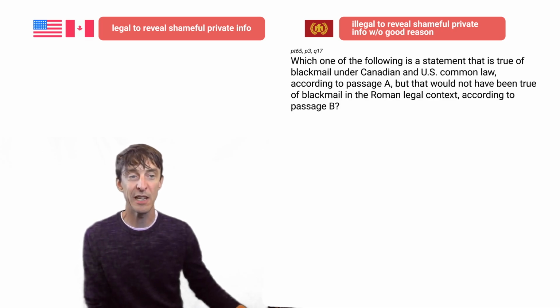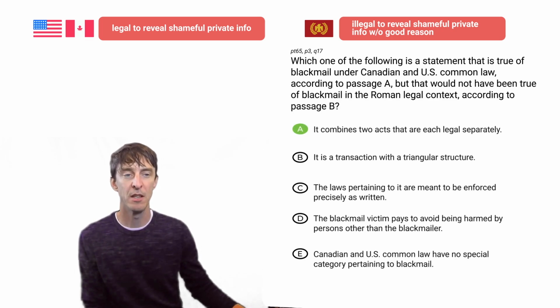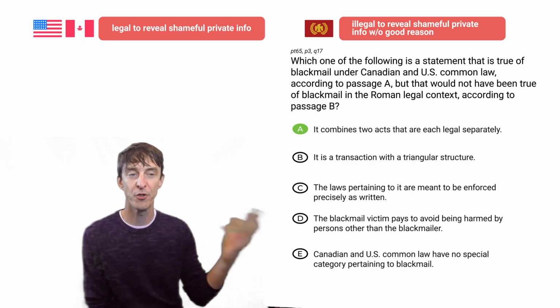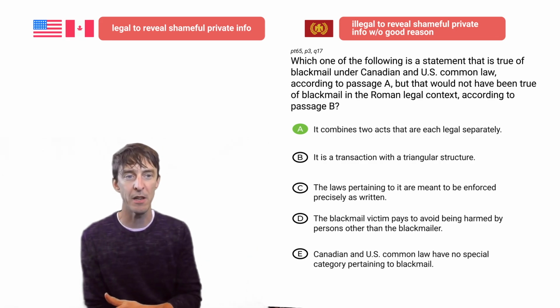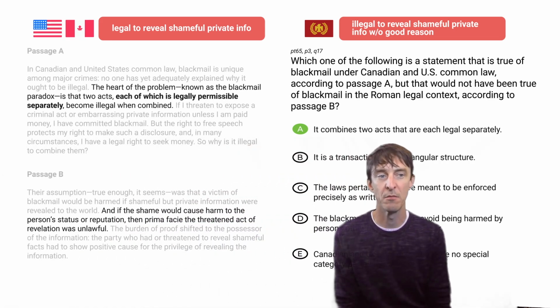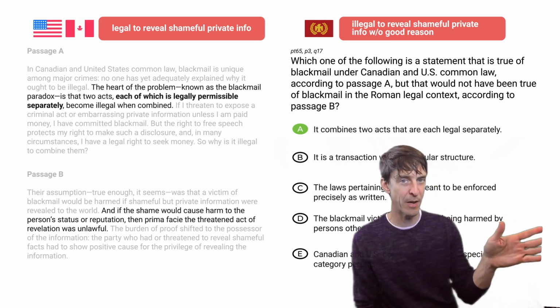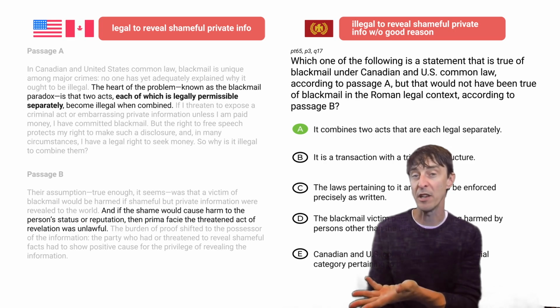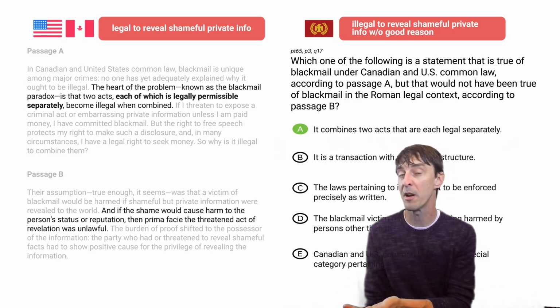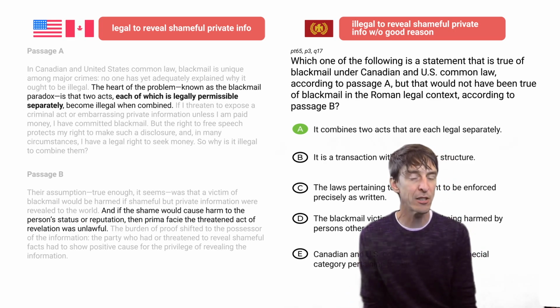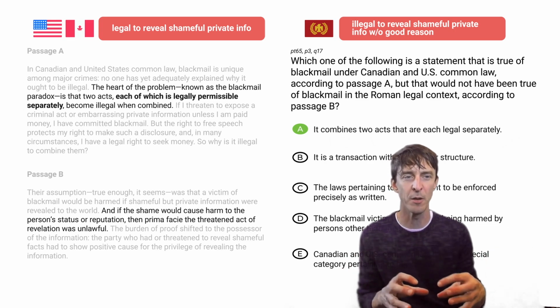The answer to question 17 was also A. This is a question where they're testing what is true in Passage A but false in Passage B. And as we were just discussing, blackmail combines 2 acts, charging people money for a service, and free speech, telling people about your embarrassing secret, that are each legal separately but are somehow illegal when combined.